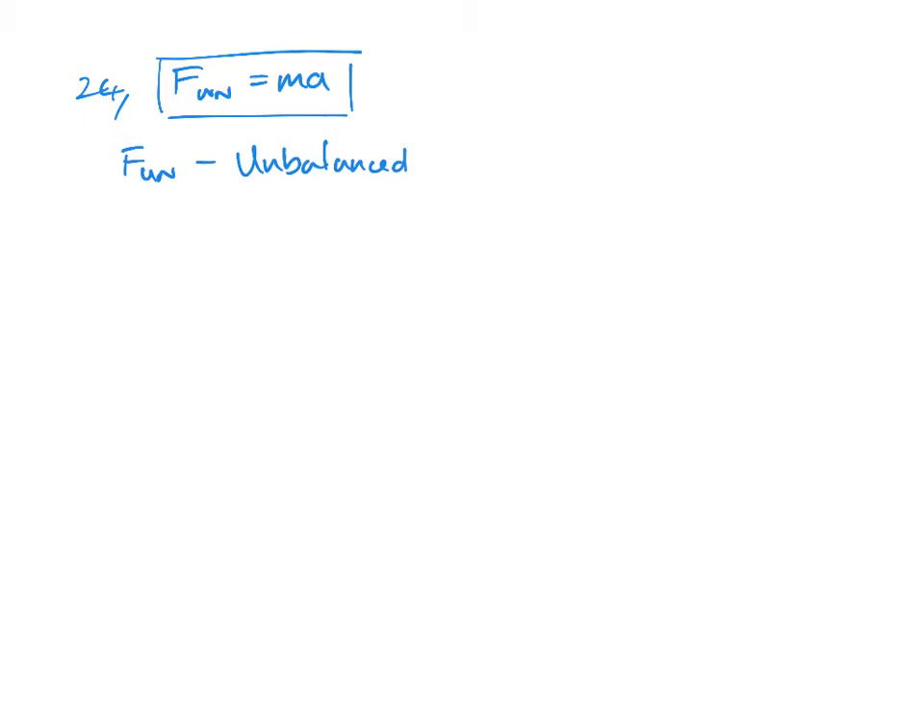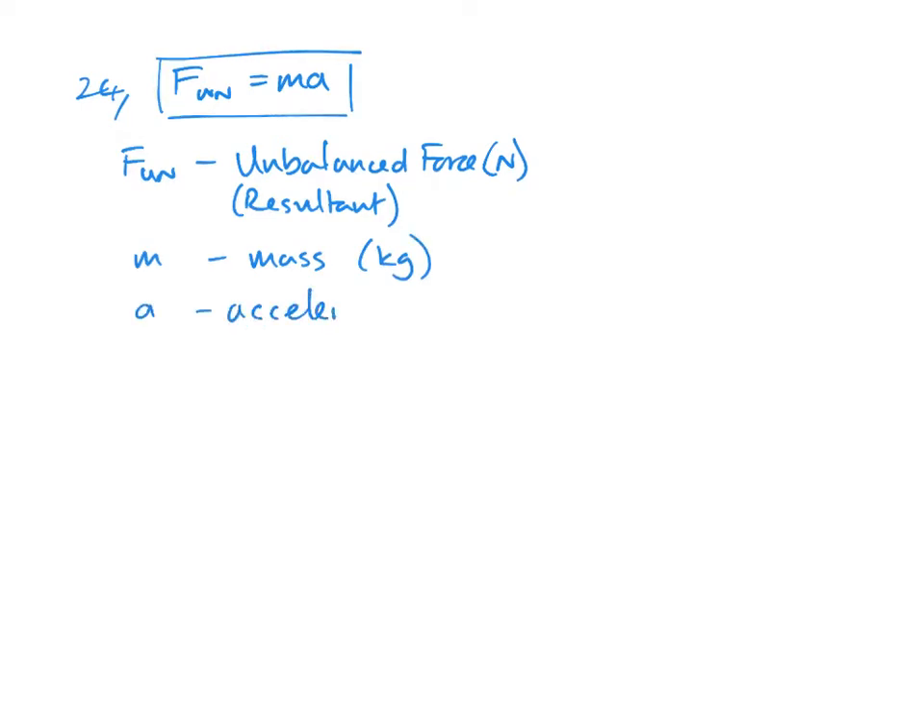So Fun stands for unbalanced force. And remember, that's the same sort of concept as resultant force. M is mass, standard unit of mass, kilogram. And A is acceleration. Standard unit is meters per second squared.